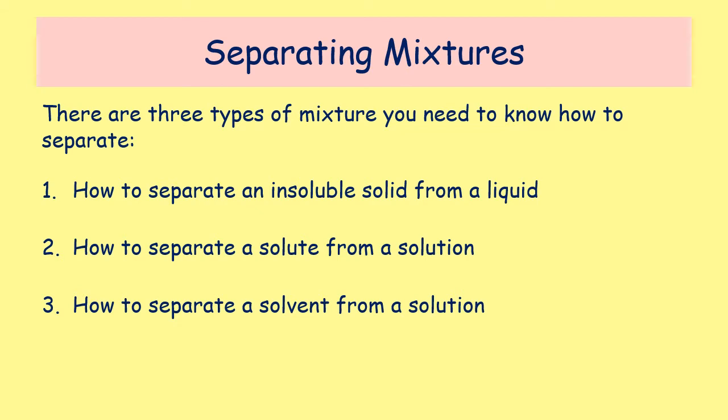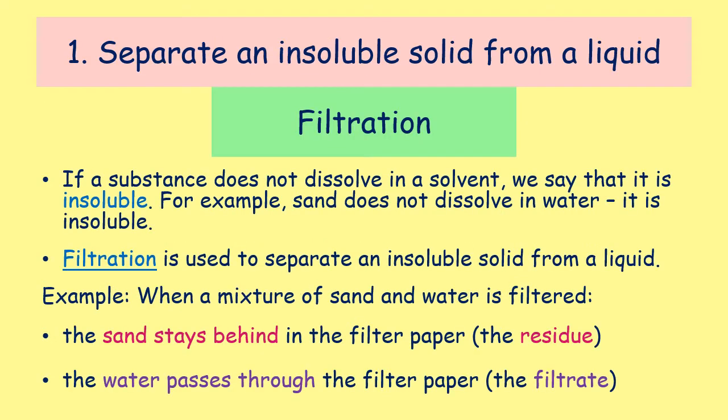So the first one is how do we get an insoluble solid separated from a liquid? Now the process for doing this is called filtration. So if a substance does not dissolve in a solvent, it is insoluble. So an example of this would be sand and water. Sand does not dissolve. And the process we use to separate it is filtration. And filtration works a little bit like using a sieve in HFT. So using a sieve to separate things of different size.